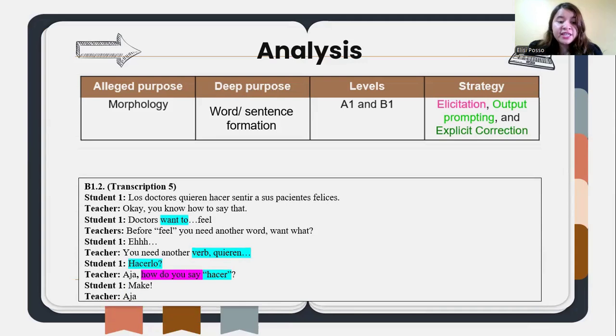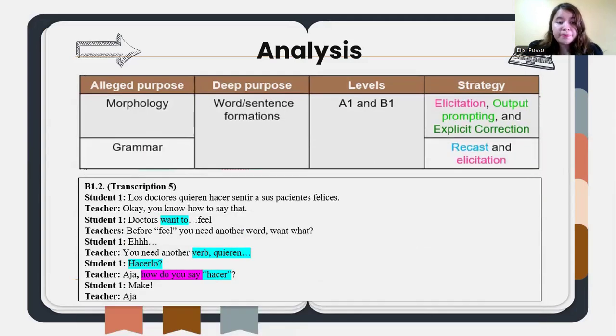And finally, in the fifth sample from the B1 level, the teacher addresses a similar issue with collocations, in this case because a student incorrectly says "want to feel," as you can see, instead of saying "quieren hacer sentir." That is not the same, right?